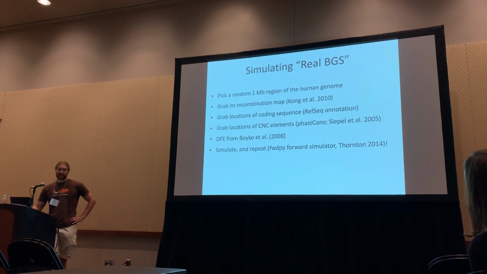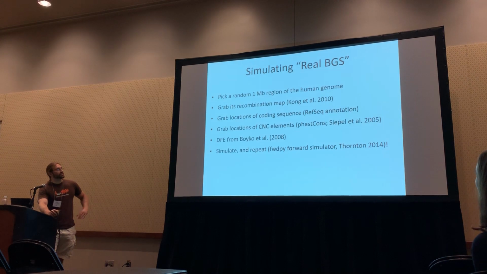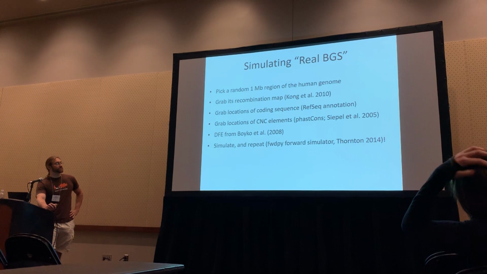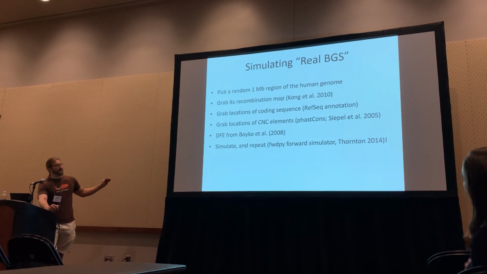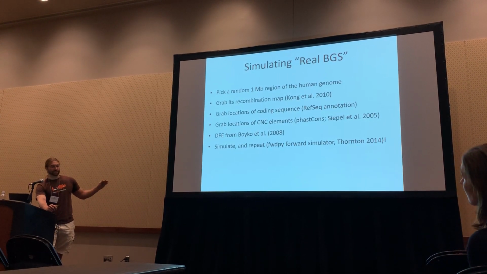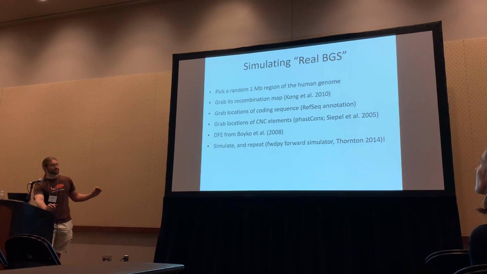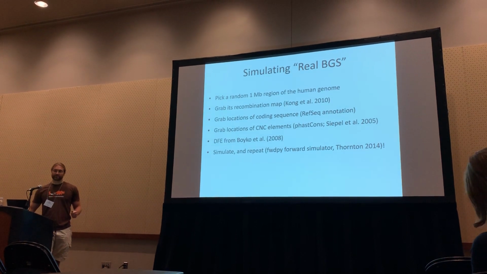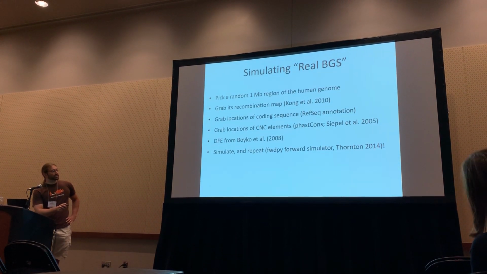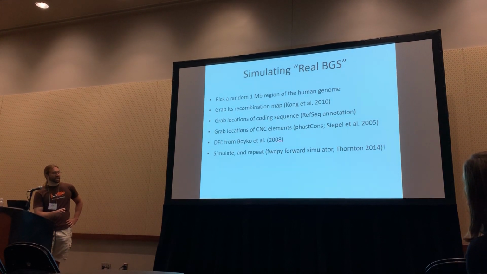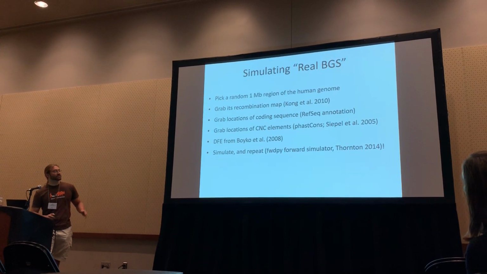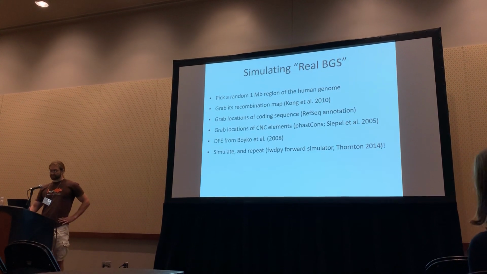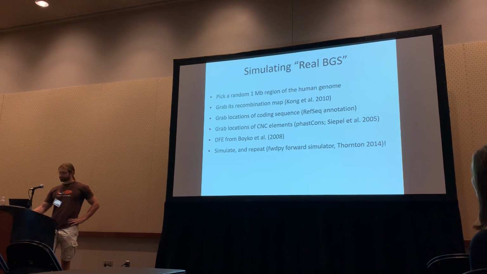Okay, so just a few notes on how we're going to do these simulations. For each replicate, we're going to pick a random 1 megabase segment of the genome. We're going to take it through a recombination map. We're going to take the locations of coding sequences and conserved non-coding elements, and we're going to throw down deleterious mutations at those locations according to a distribution of fitness effects that was estimated previously from human data. And once we've done the simulation, we're going to repeat for another 1 megabase chunk that we're going to select randomly, and we're going to do this thousands of times using forward simulation.